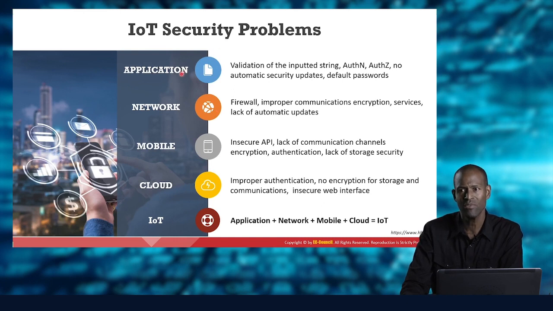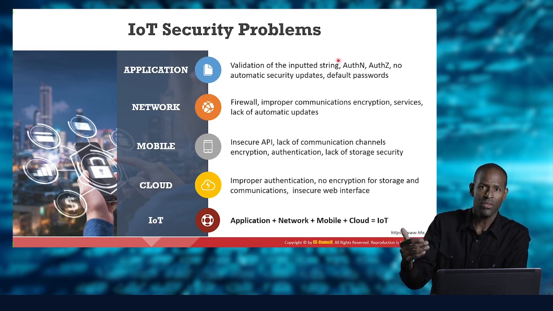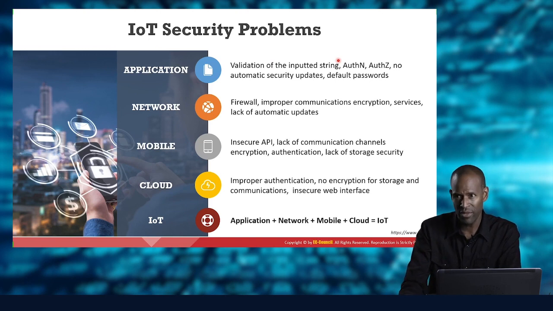At the application level, you have the validation of the inputted string. So there's string data. String is like text: ABC123, auth N, auth Z. But there's no automatic security update, default passwords, no firewall, improper communication encryption services, lack of automatic updates, insecure application programming interfaces, improper authentication, again, no encryption for the cloud. And so there can be a host of IoT security problems.